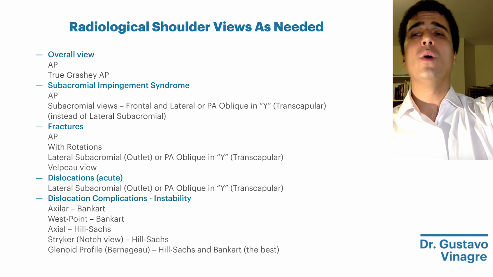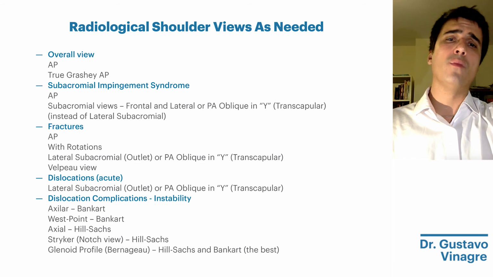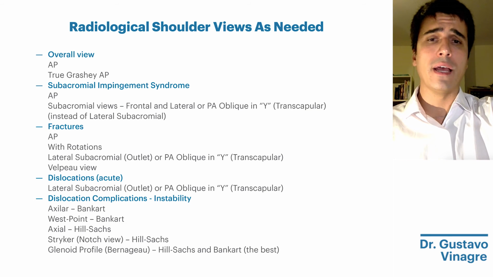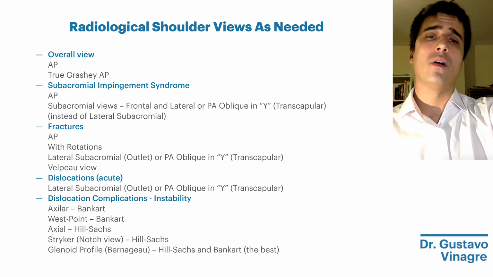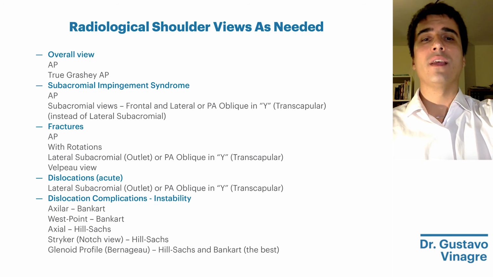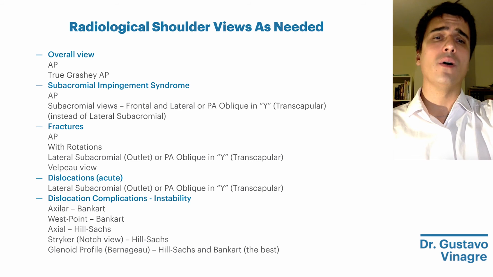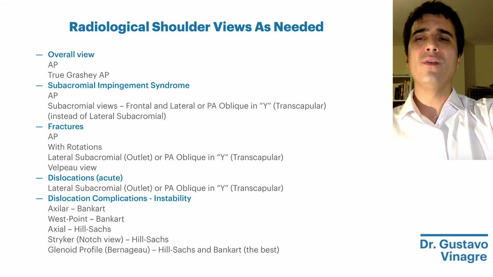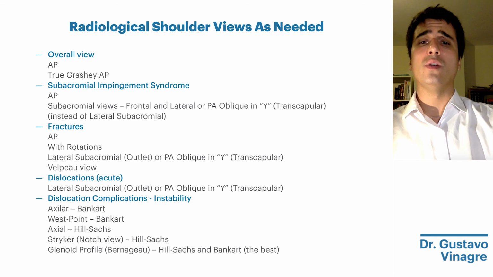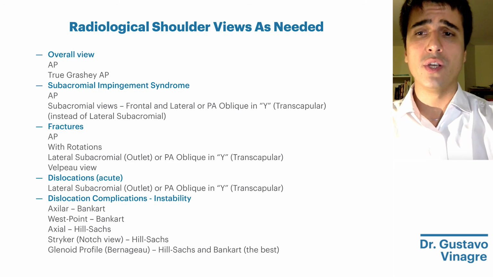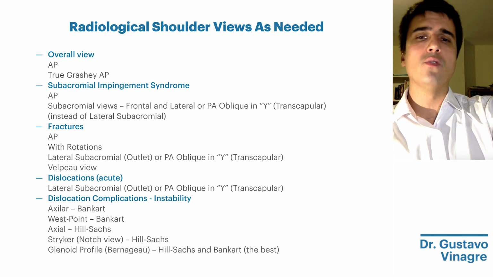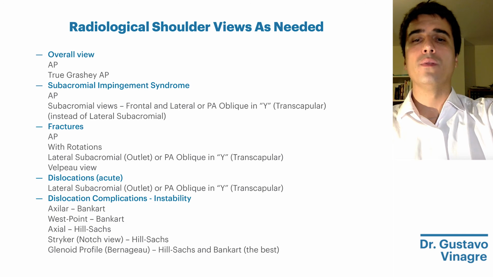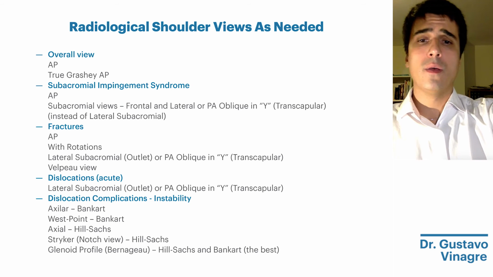AP view. When you have a patient with a subacromial impingement syndrome, for example an older patient, you want to make an AP or some subacromial views, the frontal or lateral, or instead of the lateral one, you can do the PA oblique in Y or transscapular. When you have fractures, you can do it with, for example, external rotation to see the greater tuberosity. And you can do a lateral subacromial outlet or PA oblique. You can choose one of both.